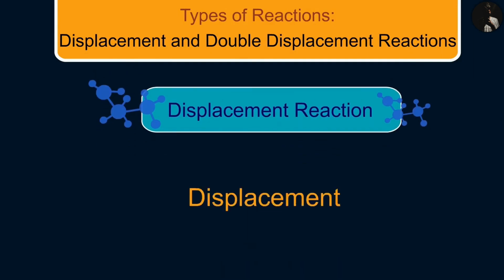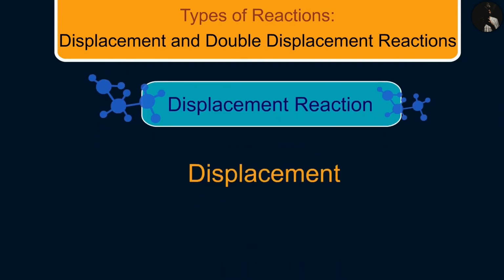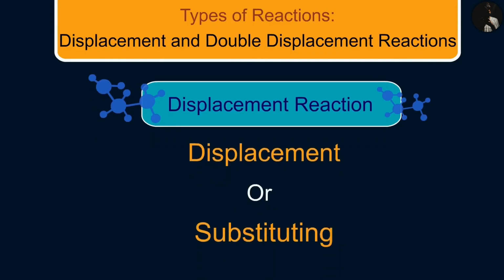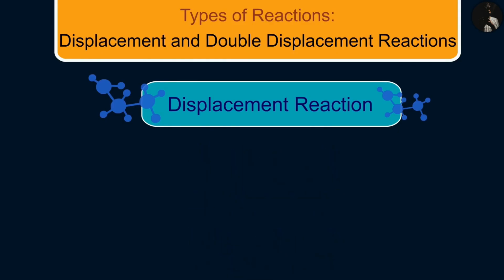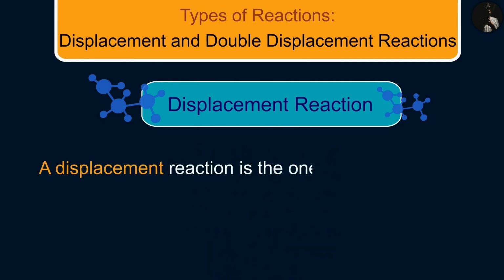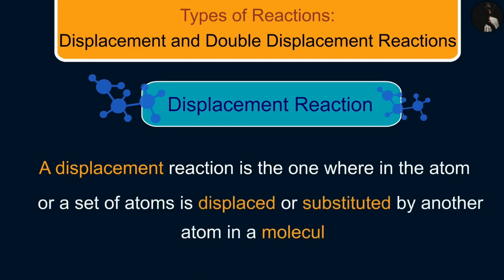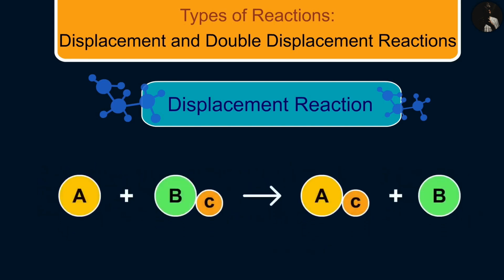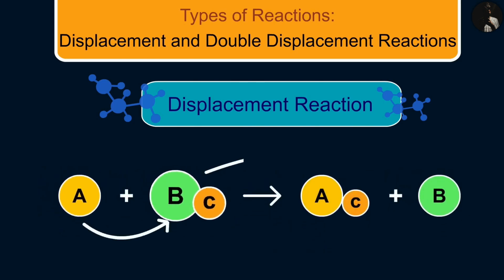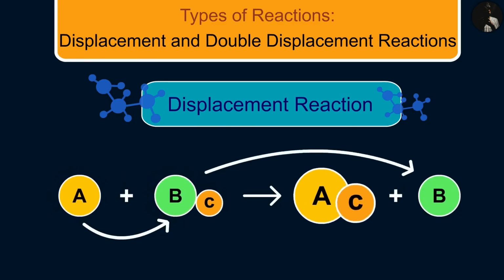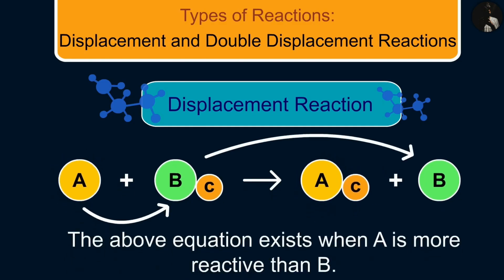So, the word displace tells us that we are displacing or substituting something, right? So, how do we define displacement reactions? A displacement reaction is one wherein an atom or a set of atoms is displaced or substituted by another atom in a molecule. For example, suppose A is more reactive than B. Then A can displace B from BC and form AC, as shown in the reaction.